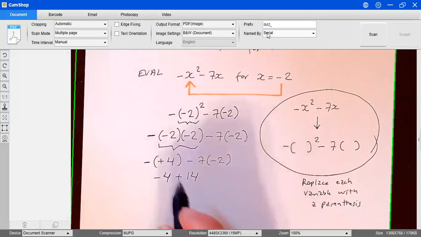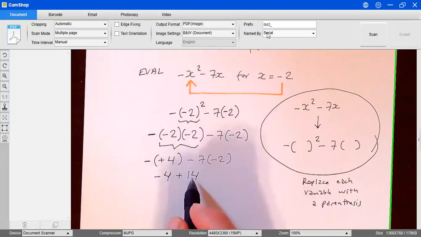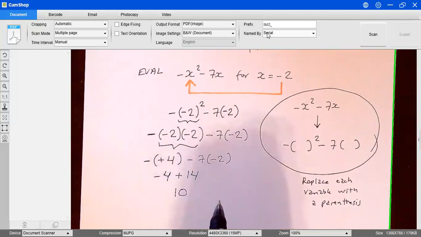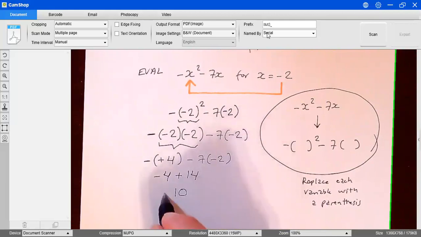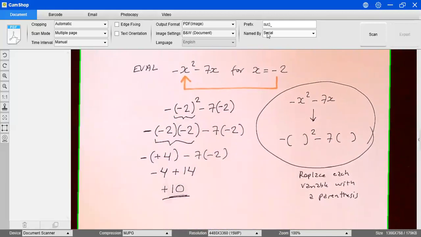So finally, we have the addition of two numbers with different signs. So you're going to do a subtraction. 14 minus 4 is going to be 10. And you're going to keep the sign of the number with the greatest absolute value. In this case, it is positive. So that's the first example.